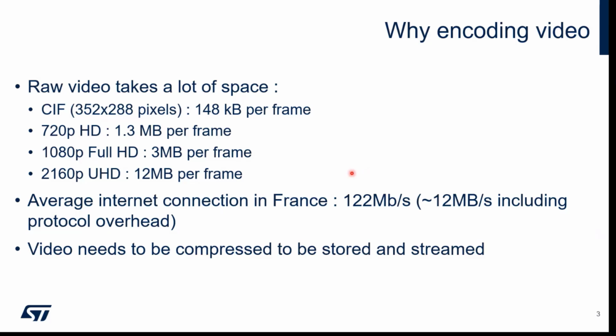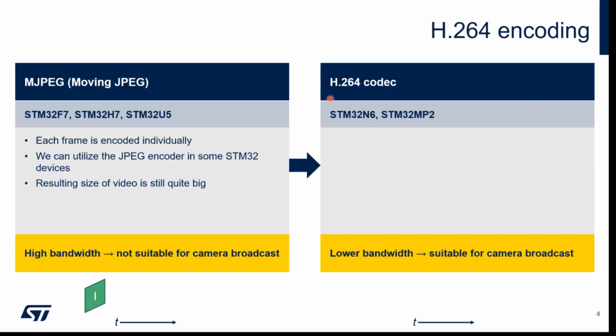So how does the video encoding work? Let's compare two approaches. One is the moving JPEG. This is what we can do, for example, on our other STM32 devices, where basically each frame is encoded individually, and we can use the JPEG encoder that's embedded in some of the devices. But the resulting size is still quite big. So for each frame, we have individual encoding.